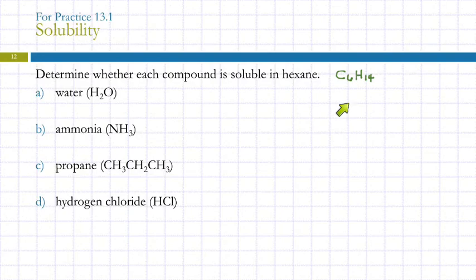So this is going to have what types of intermolecular forces? Dispersion forces. So this has dispersion forces as its strongest intermolecular force. Well, what about water? Polar or nonpolar? It's polar. And what type of intermolecular forces does it have? The strongest one. Hydrogen bonding. So water has hydrogen bonding.